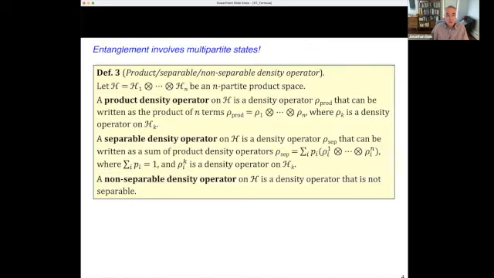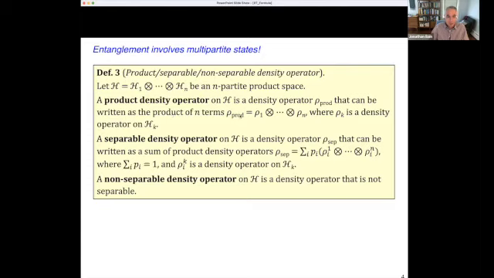Now, entanglement involves multipartite states. In other words, vector states that are elements of a multipartite Hilbert space, a Hilbert space that can be decomposed into a product, an n-partite product space. With respect to such an n-partite product space, there are three different types of density operator.